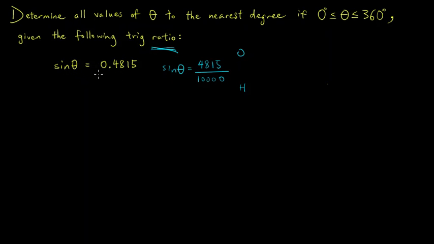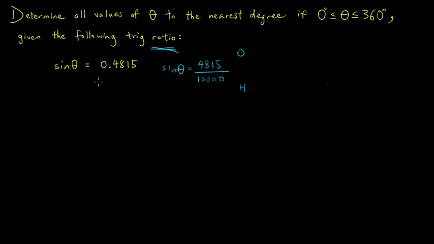Now, to find all values of theta that solve this equation, determining all values of theta that make this equation true, you need to first recognize that there could be more than one possibility. In fact, there are exactly two possible theta values. And to determine what those values are, you need to first look at the sign of this ratio.